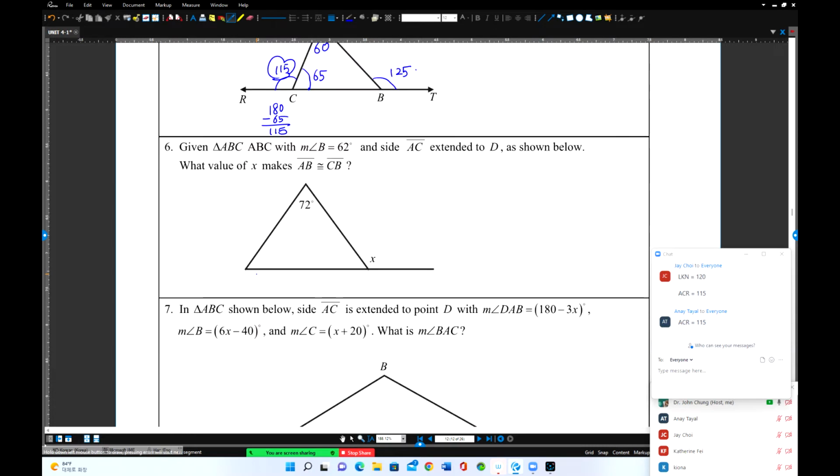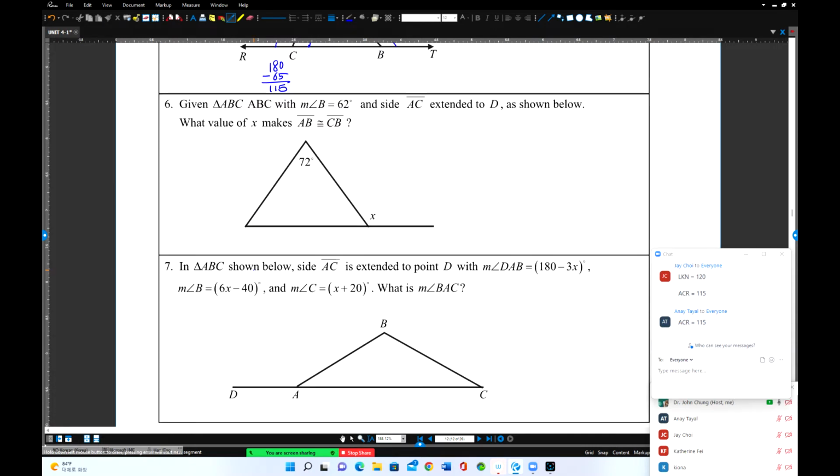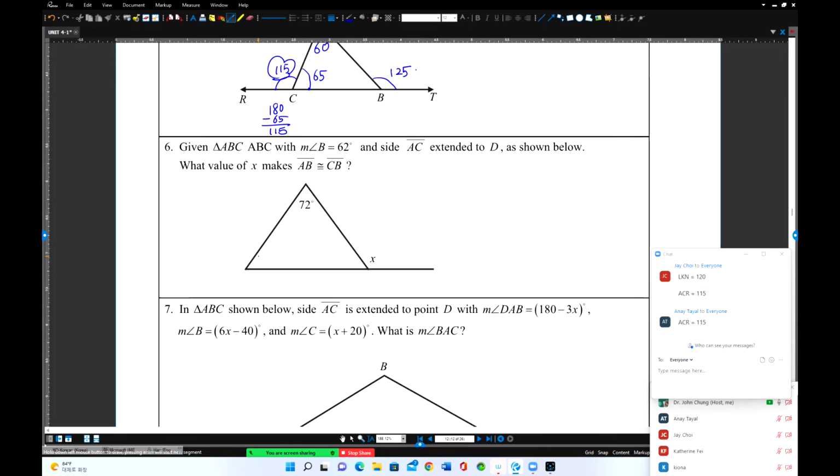Okay, try one more, number 6. Where is the angle B? There's no angle B. Something is wrong here. AC is extended to D. I think AC is extended to D, and AB equals CB. These two sides are equal. What is the value of X?